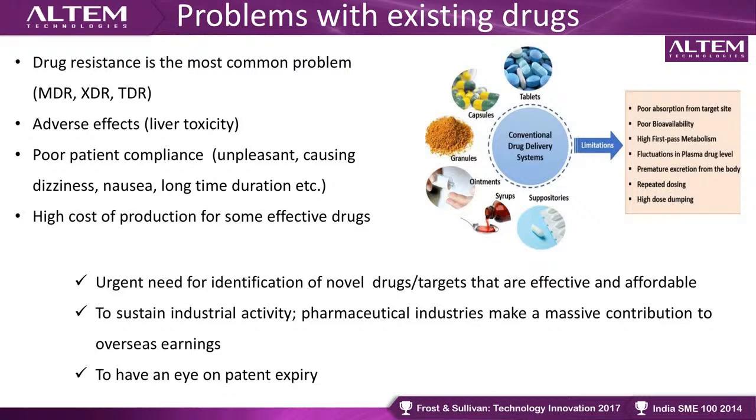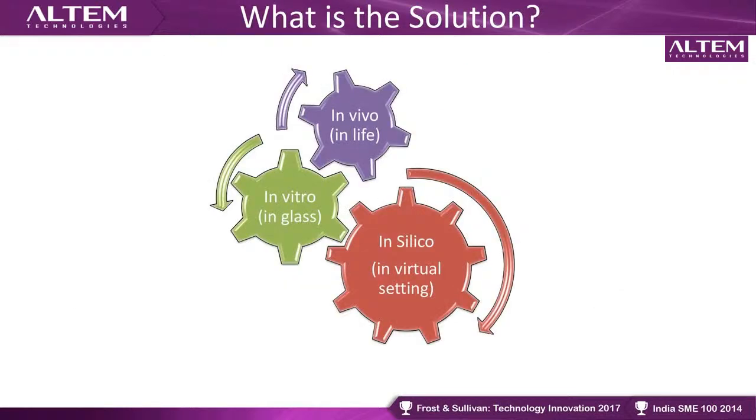Of course, pharmaceutical companies need to sustain in the market. That's why they need massive contributions towards earnings. And of course, we need to keep an eye on our patent expiry dates as well. Okay. So what could be the solution to these complexities and problems associated with the drugs already available in the market? So what could be the solution?